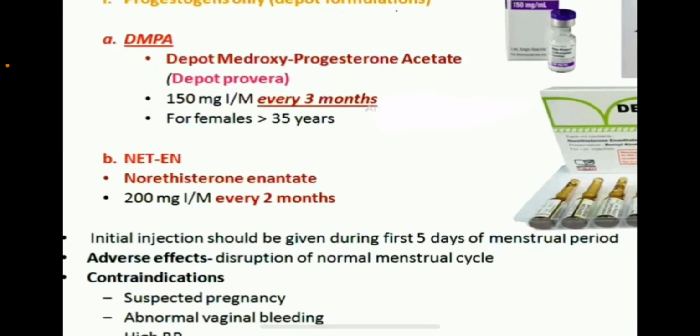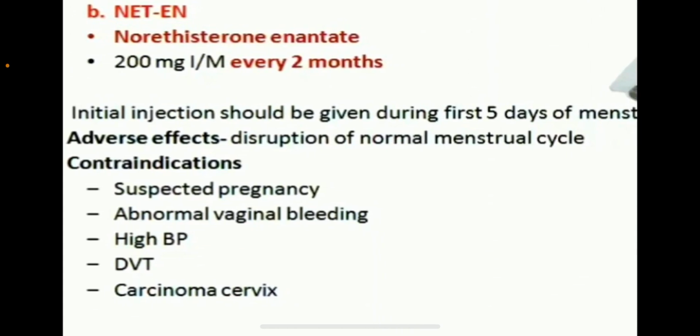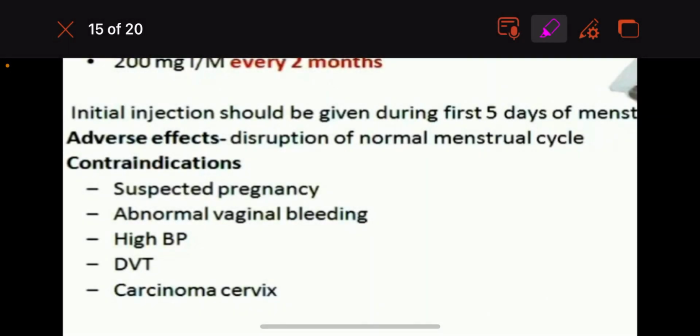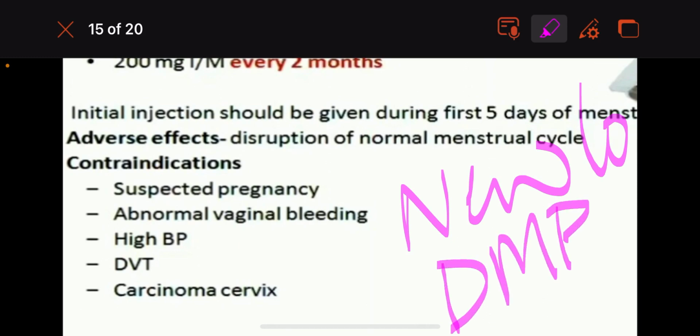Guys, also remember DMPA, NET-EN, and the other thing is DMPA-SC, which is a new low dose formulation of DMPA, just like the new low dose of estrogen we saw. If they ask about a new low dose depot formulation, we have DMPA-SC, depot sub-Q Provera. It is injected under the skin rather than the muscle.